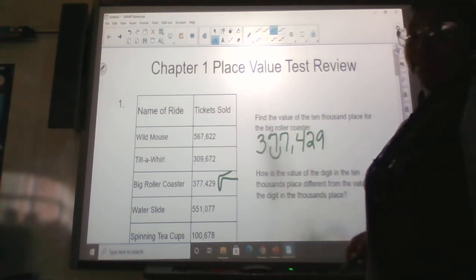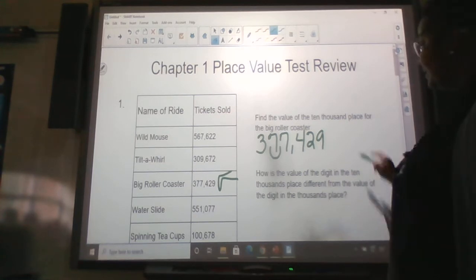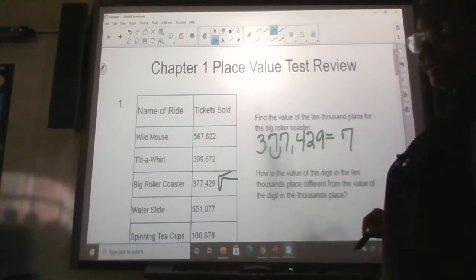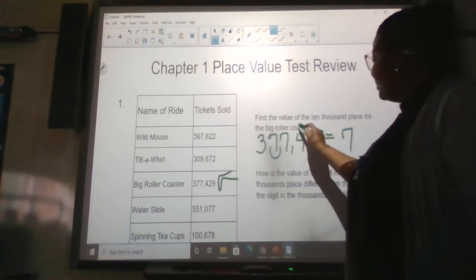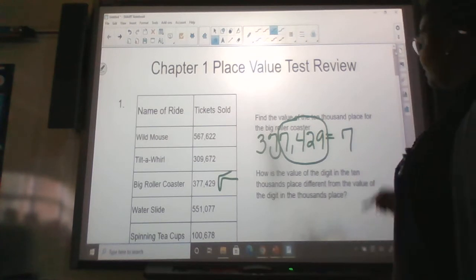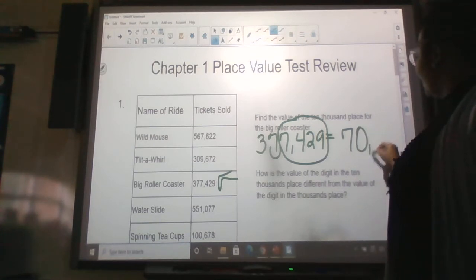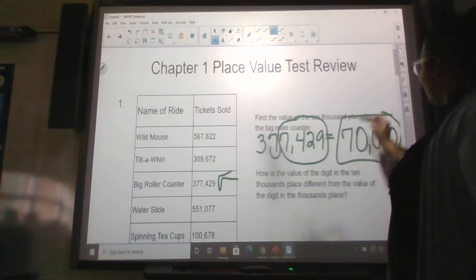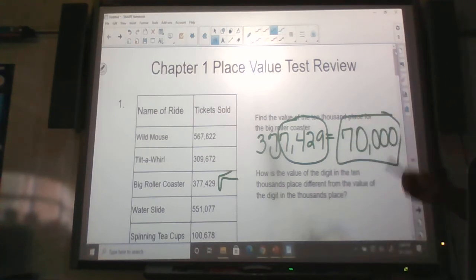This first 7 is in my 10,000s place. To find the value of it, I'm going to write that 7, and everything behind it will turn to 0. So I have 4 zeros. The value of the 7 in the 10,000s place is 70,000, boys and girls.